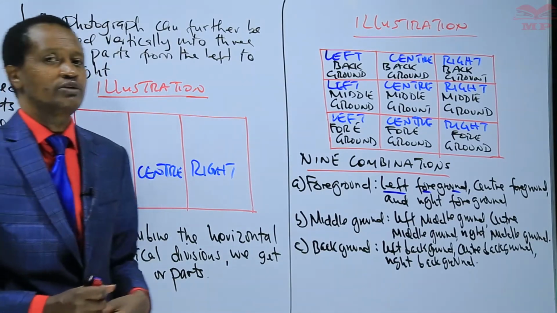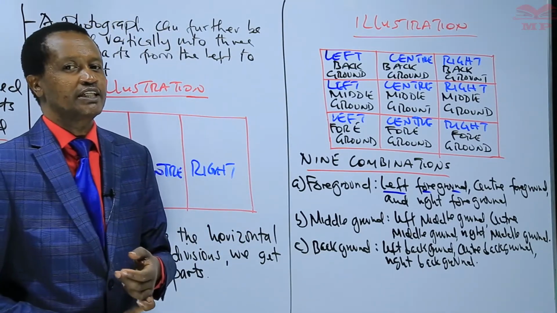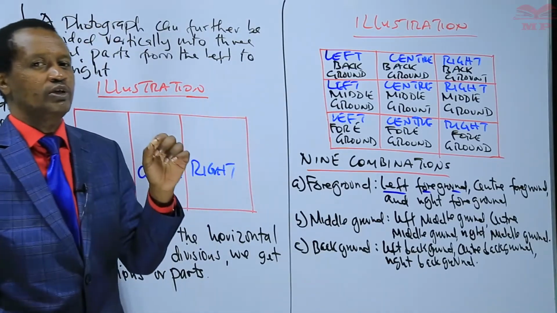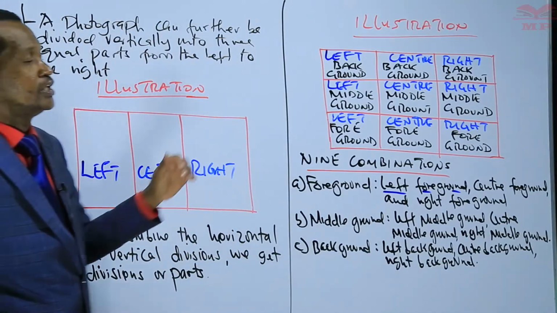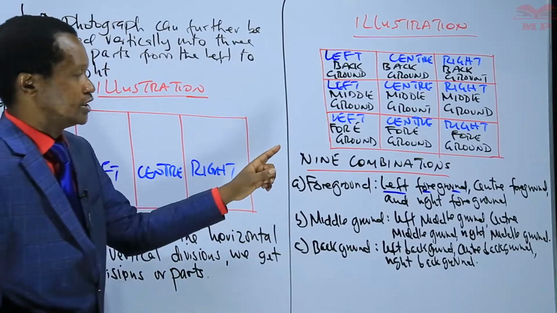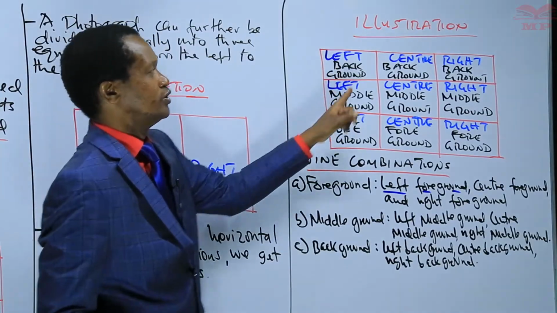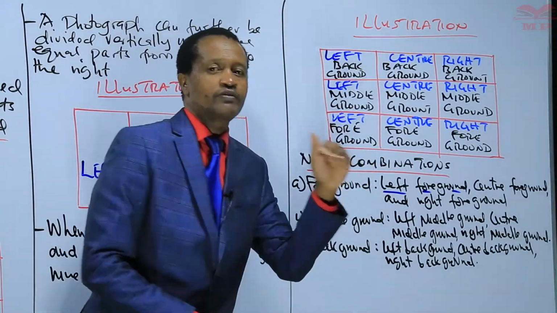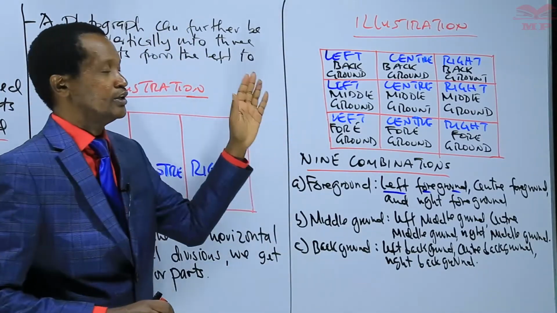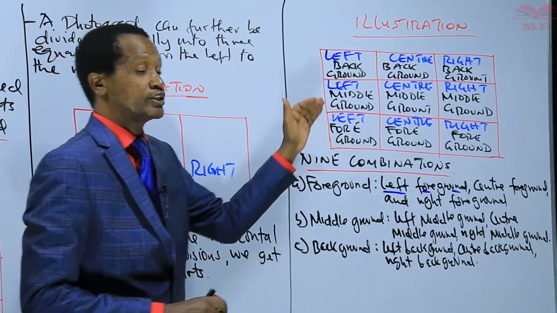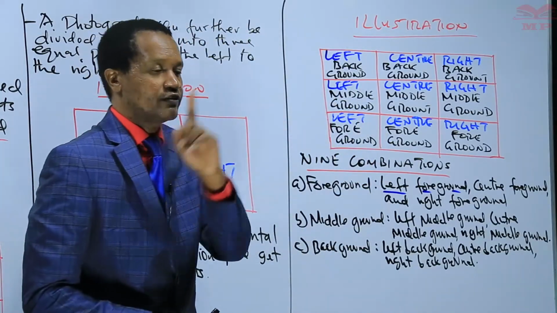Now, learners, it's important to note that it's not appropriate to use terms such as top or bottom when referring to places or features on a photograph. Don't say at the top or at the bottom. No, you say left foreground or left background or center background. It is also not permissible to use compass points like north, east, west or south when describing places or features on a photograph.